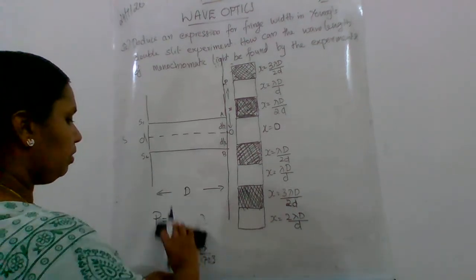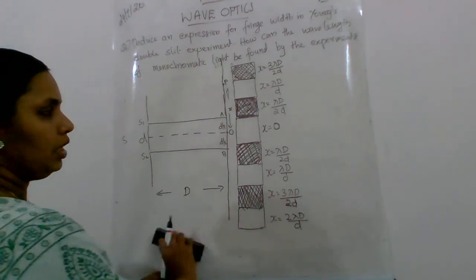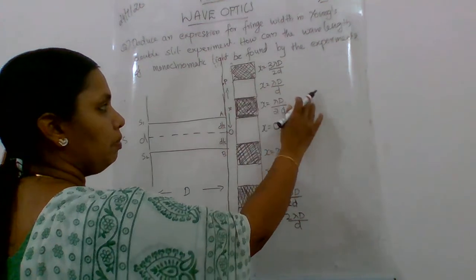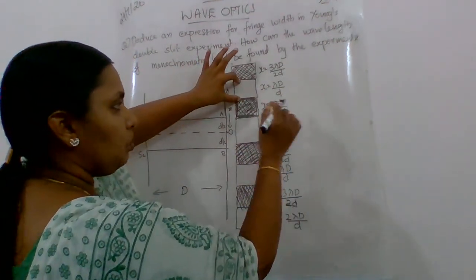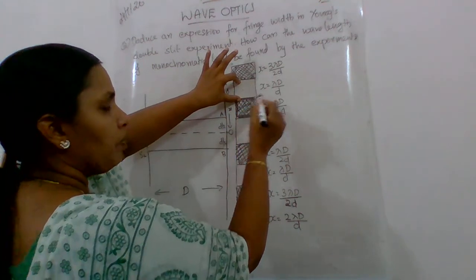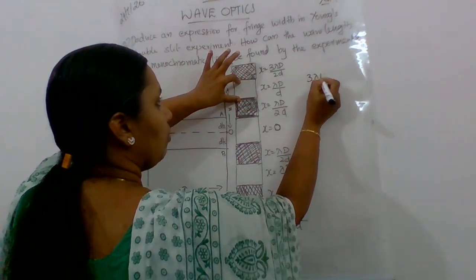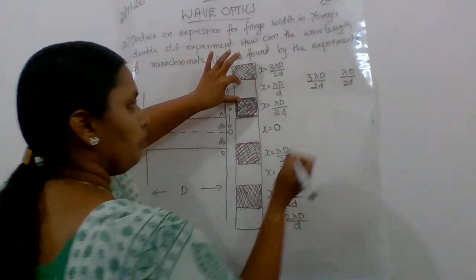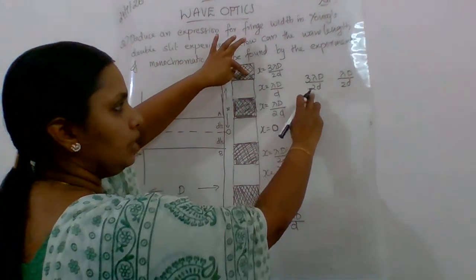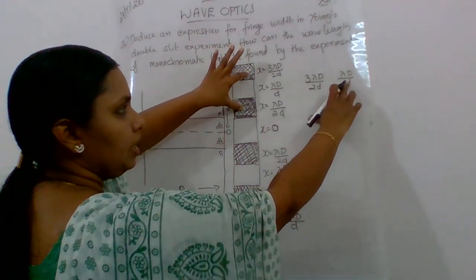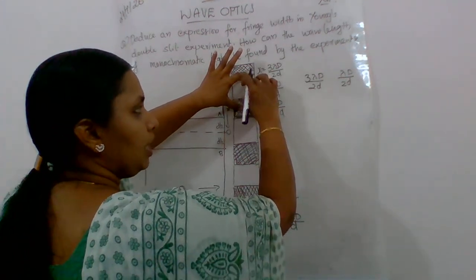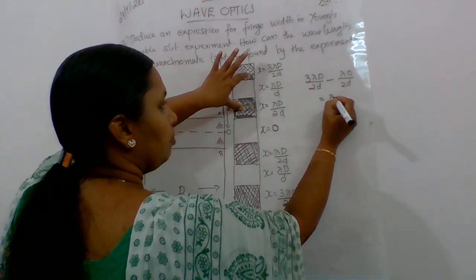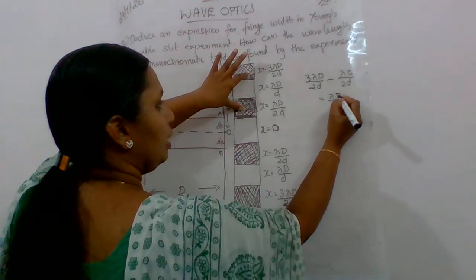We have to see what is the width of the fringe. So look at this bright fringe. Where is that bright fringe situated? That bright fringe is situated between two dark fringes at the positions 3λD by 2d and λD by 2d. The second dark is at 3λD by 2d and the first dark is at λD by 2d. So what is that distance, the difference? It is λD by d.